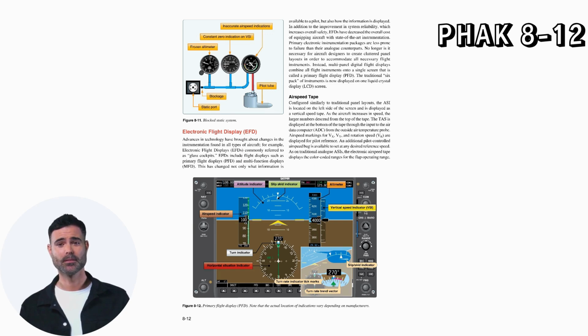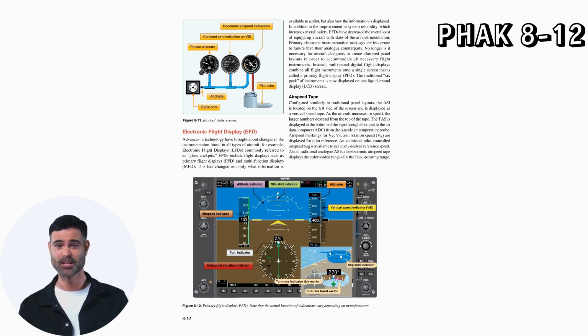Airspeed tape. Configured similarly to traditional panel layouts, the ASI is located on the left side of the screen and is displayed as a vertical speed tape. As the aircraft increases in speed, the larger numbers descend from the top of the tape. The TAS is displayed at the bottom of the tape through the input to the air data computer, ADC, from the outside air temperature probe.